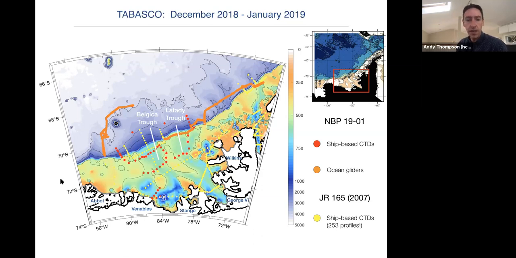And in the red dots here, we're showing CTDs that were collected during a more recent research cruise that I was a part of in 2019, where we were able to sample across some of these troughs and also made it into close to one of the ice shelves here, Venable Ice Shelf, that I'll talk about in a minute. These orange lines here are ocean gliders that we deployed on this field program. I won't have time today to talk about those very much.